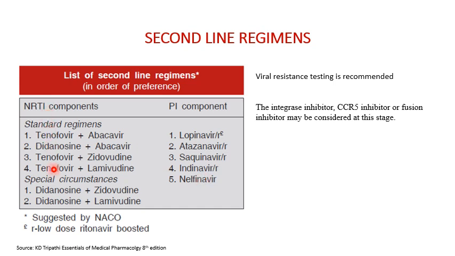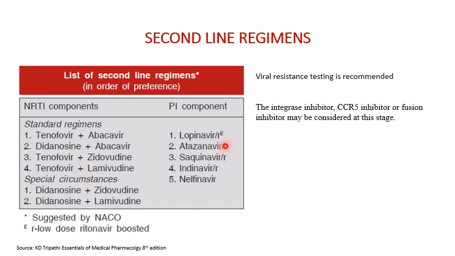So here the standard regimens are tenofovir abacavir combination, didanosine abacavir, tenofovir zidovudine, tenofovir lamivudine. So two NRTIs plus one protease component. So any one of these protease inhibitors with 2 NRTIs. So that is the preferred second line regimen. So in special circumstances you can have these 2 combinations. These are the standard regimens, and these 2 are for special circumstances where these drugs cannot be given, okay.